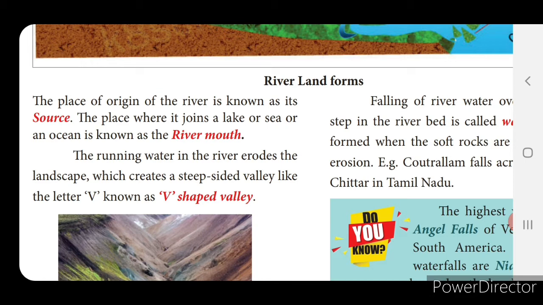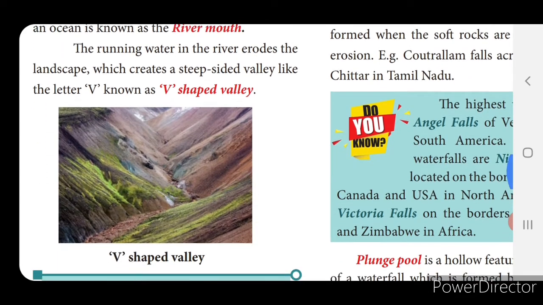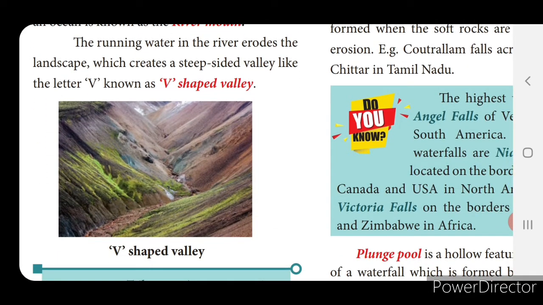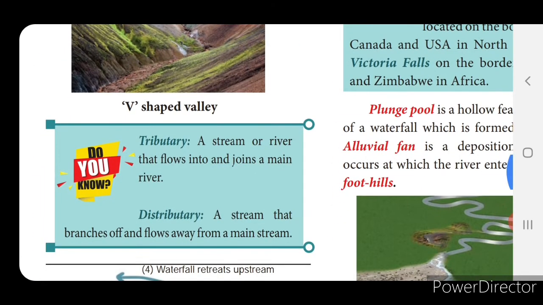After originating from the river source on a hilly region, it will run. The running water in the river erodes the landscape on the mountain and forms a steep-sided valley like the letter V, known as a V-shaped valley. You can observe this picture and understand this. Next, what is meant by tributary?